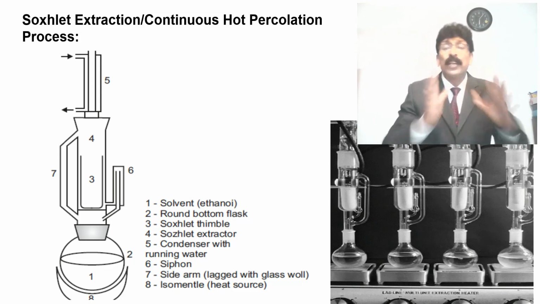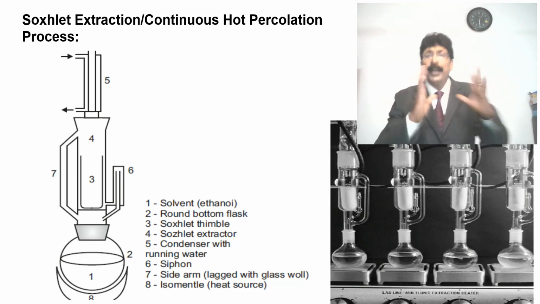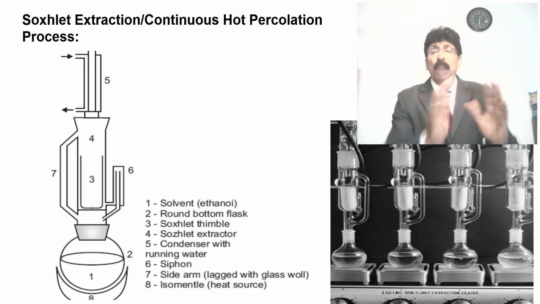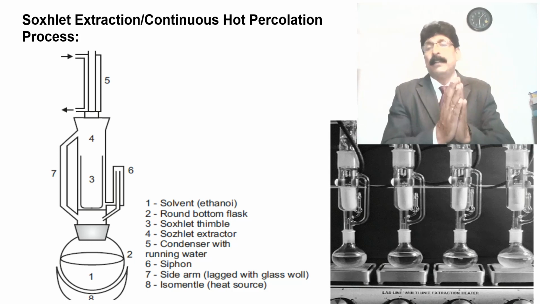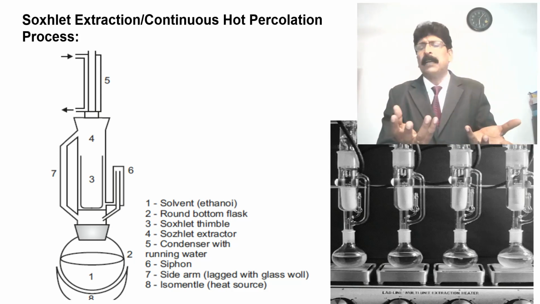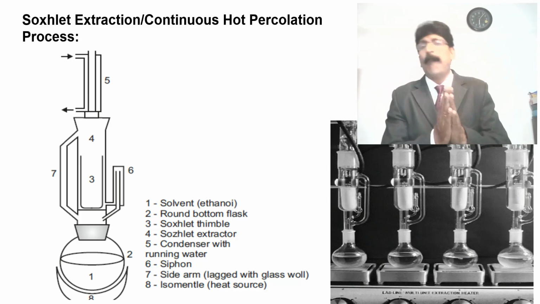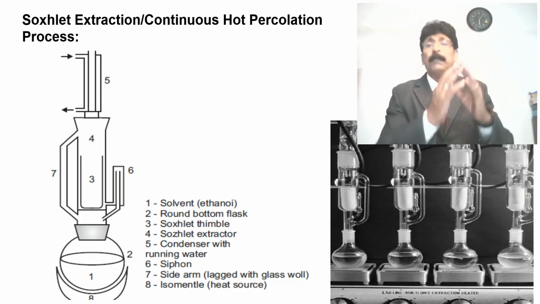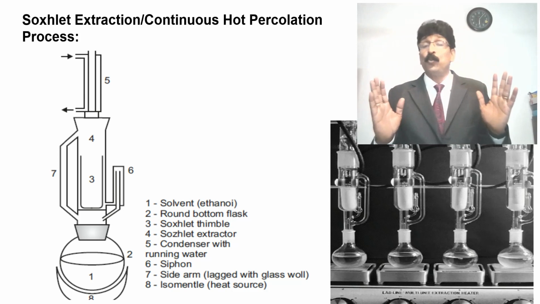So you should write very clearly, draw the diagram, and very clearly write the solvent is present in the round bottom flask, and the crude drug is packed, it can be packed in a bag we can keep, or directly also we can pack. Number 3 is the place where the drug is kept, which you are interested to extract.